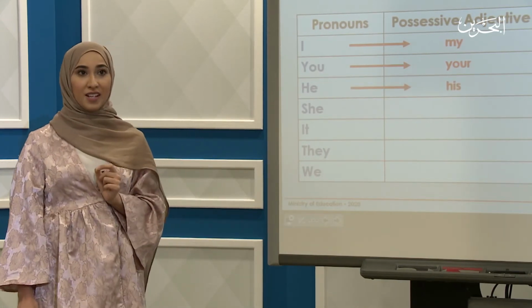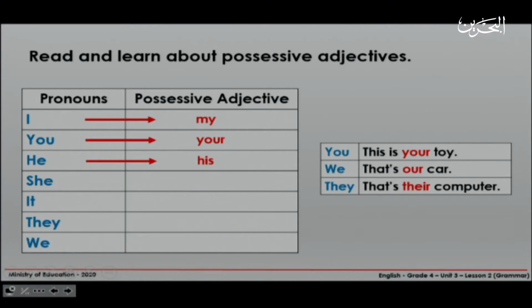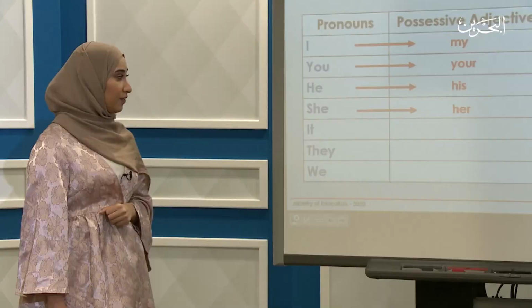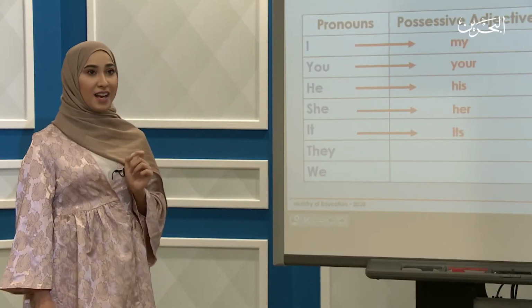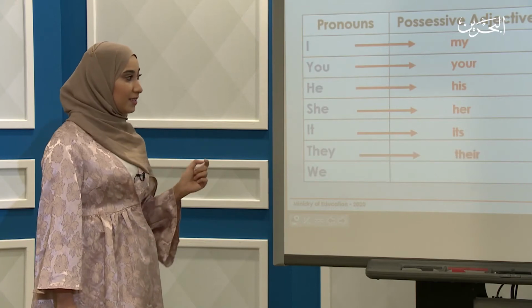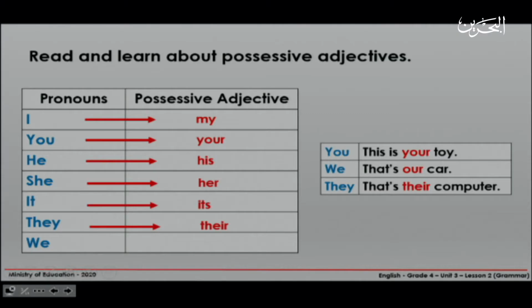The possessive adjective of she is her. And the possessive adjective of it, its. The possessive adjective of they is their. And finally, the possessive adjective of we is our.